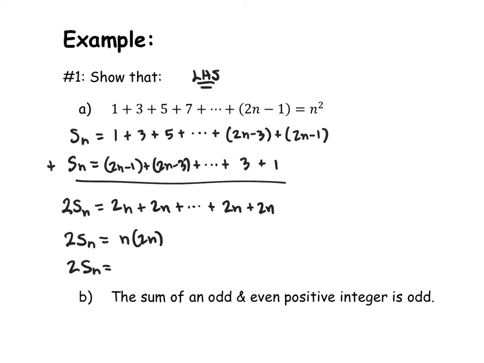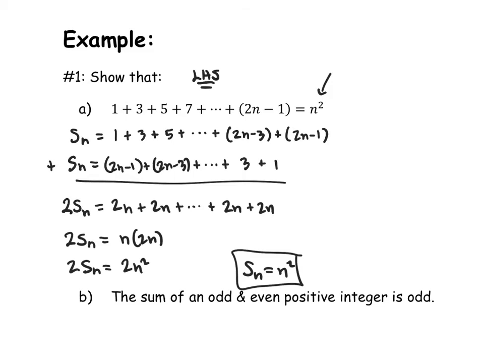which means that twice the sum of the first n terms is 2n squared. So if twice the sum of the first n terms is 2n squared, then what would be the sum of the first n terms? It would be n squared. And there we have it. We've shown the right side equivalence. Okay, so by a direct proof method, I now know that this equation is true.